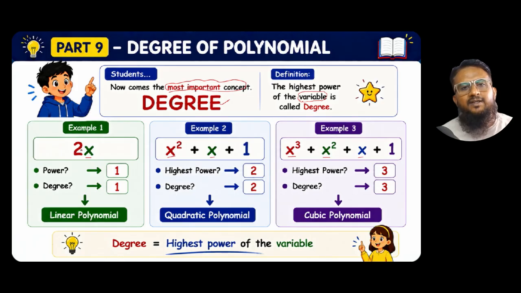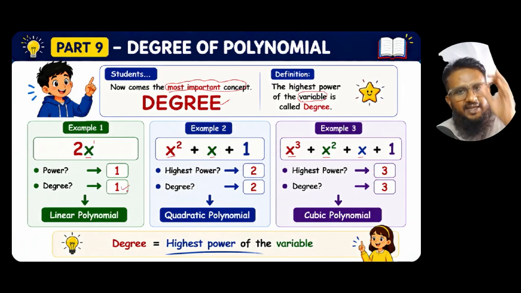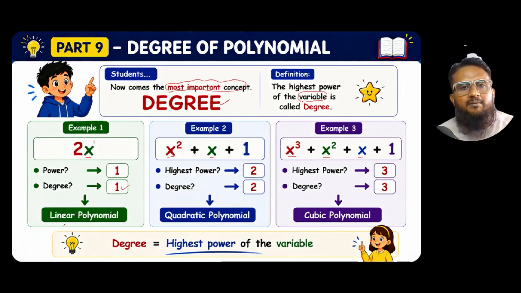So, example 1, 2x. What is the variable? x is the variable. What is the power of that x? If there is no power written, we will consider it 1. If the power is 1, on the basis of power, the degree is 1. If the degree is 1, that polynomial becomes a linear polynomial.